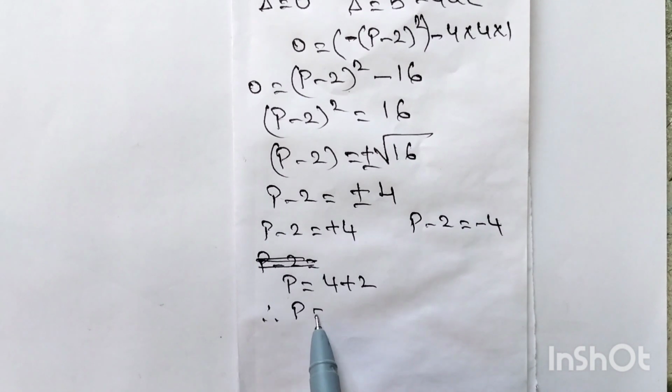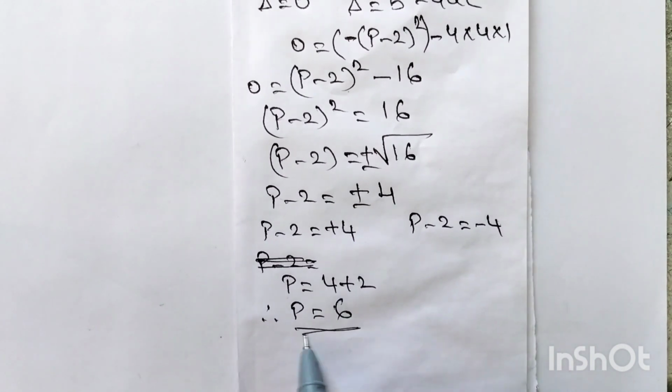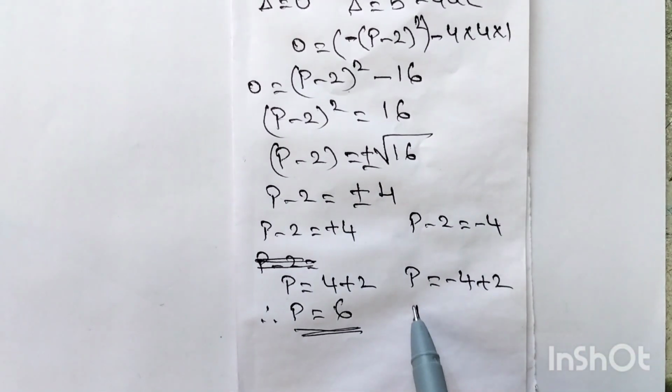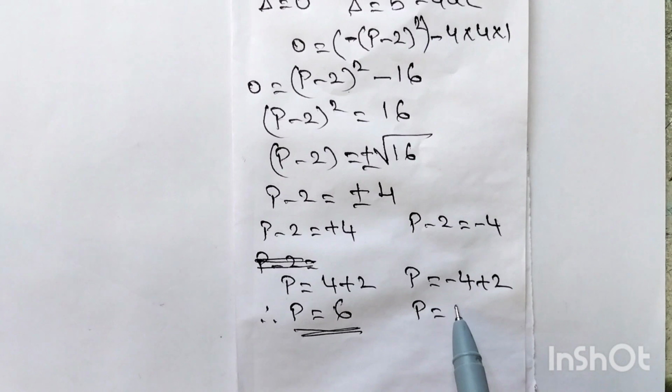Therefore, p is equal to 6. Then p is equal to minus 4. If we shift minus 2, it will become plus 2. So p is equal to minus 4 plus 2, which is minus 2. Therefore, p is equal to minus 2. So p is equal to 6 or p is equal to minus 2. So like this we have to solve this question.